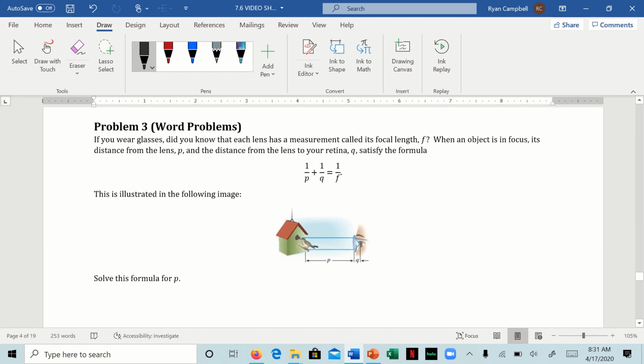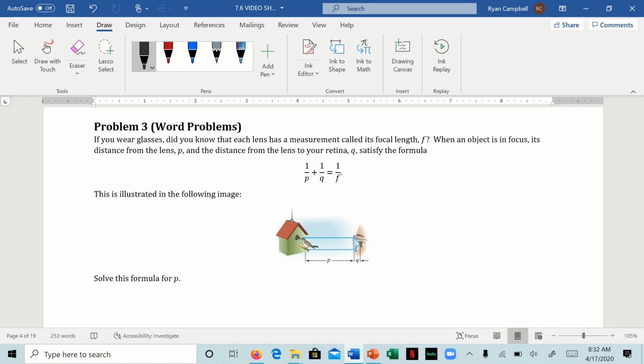Problem 3. If you're wearing glasses, did you know that each lens has a measurement called the focal length, f? When the object is in focus, its distance from the lens, p, and the distance from your retina, q, satisfy this equation. This is an example of what the graph would look like. The object is p away, and from your retina, it's q away. And so it adheres to this formula.